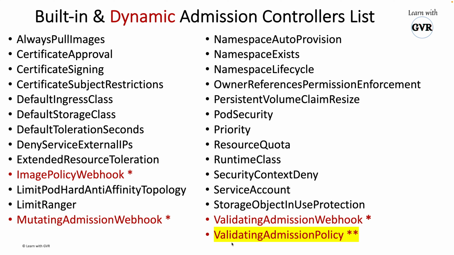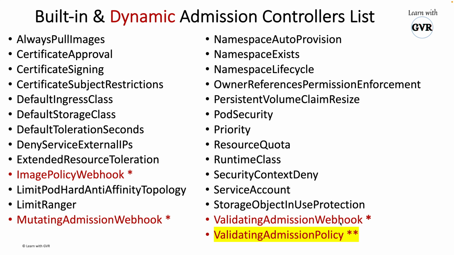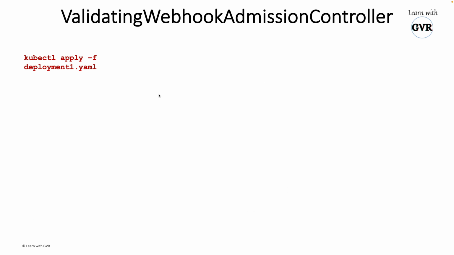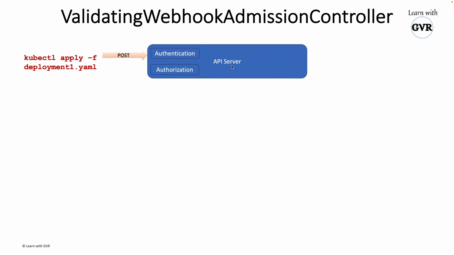But this is a newly added validating admission policy. So let's try to understand first what the validating admission webhook is, and then we'll come here. Now, the validating webhook admission controller. Just remember, this is a webhook, and that is a policy. From the webhook point of view, you have a deployment and you try to apply it, which is indirectly a POST request, right? And this will go and hit the kube API server.